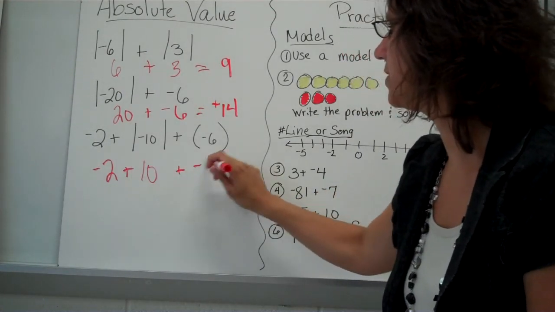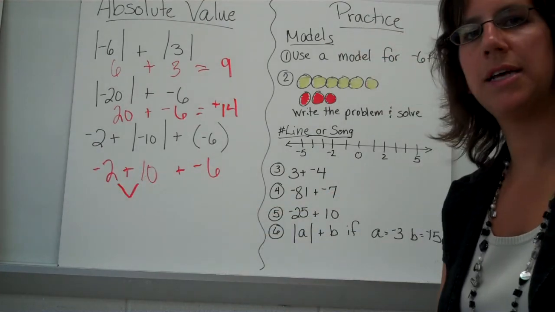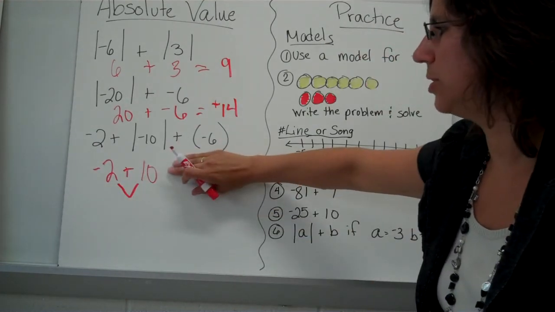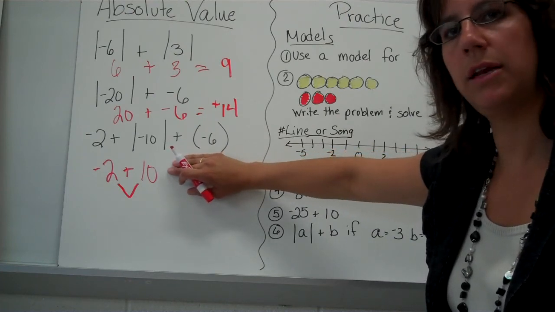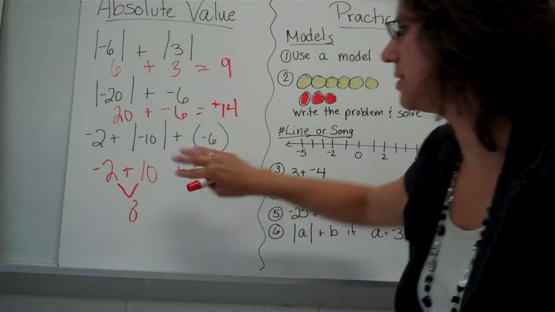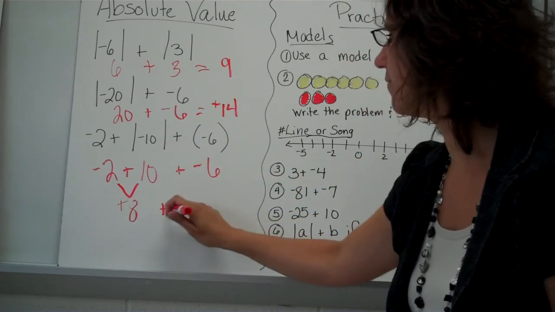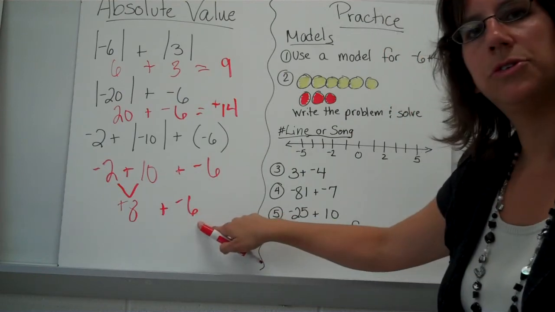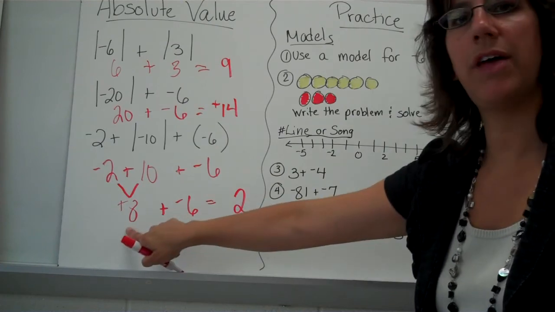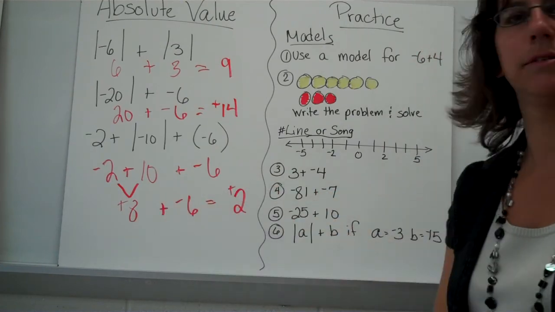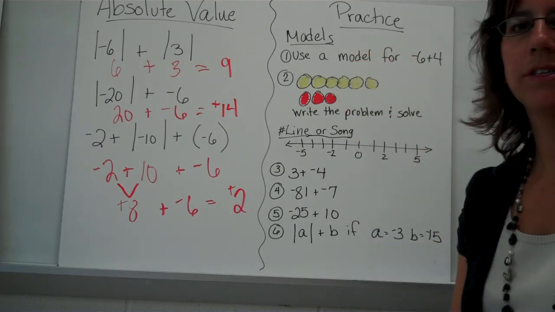All right, so let's put all this together. Remember our order of operations? We want to do a little bit at a time. Let's just start with that part. Negative 2 plus 10. Well, the signs are different, so we want to subtract the numbers. Take the sign of the higher number. Then we are exact. Okay, now we have another part to do. The signs are different. Subtract. Take the sign of the higher number. Then we are exact.